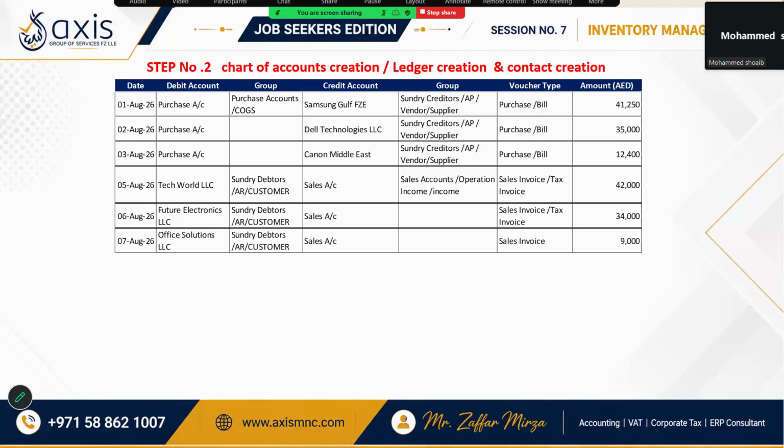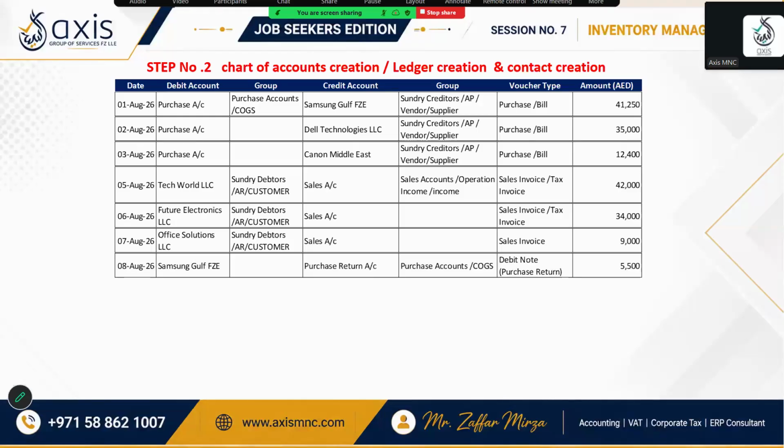So there are 2 more sales invoices. One is Future Electronic is the customer. Sales account no need to create. That's why I kept blank. Office Solution LLC customer. Sales account no need to create. It's blank. And we need to create the sales invoice and the tax invoice.